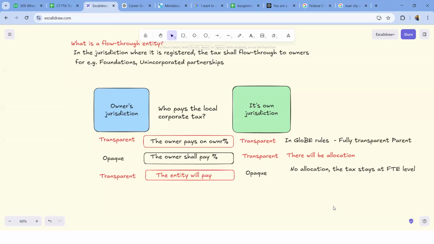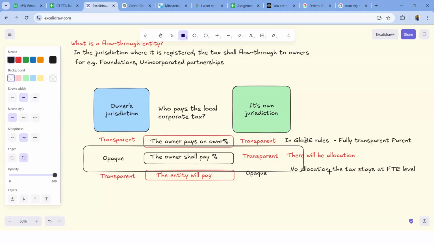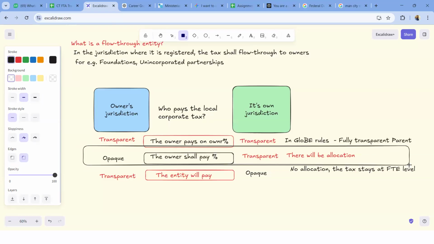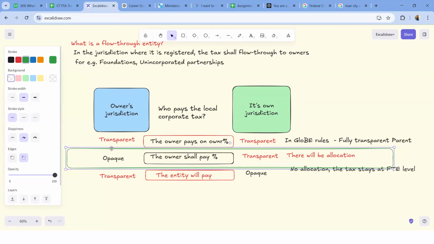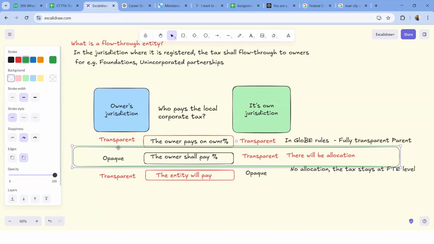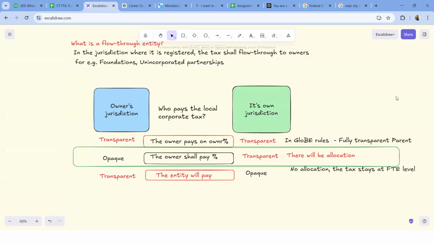Is that clear? So, this particular scenario where the owner's jurisdiction is opaque and in the local jurisdiction it is transparent, this is the thing that you have to be very careful about. This is where the allocation shall happen. So, this is where there would be an allocation because income is here and taxes are here, so it should move from here to here. Are you understanding this example?